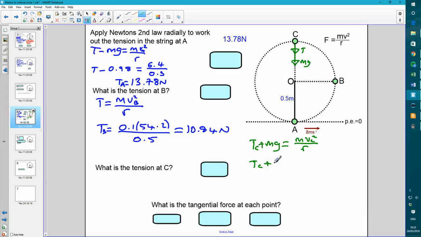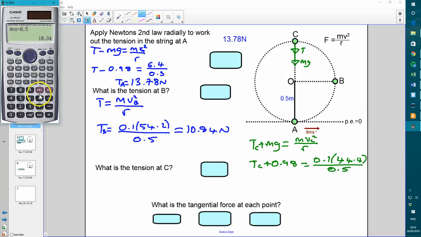So that's going to be 0.98 is equal to 0.1 times 44.4 divided by 0.5, and again I'll use my calculator to work this out.